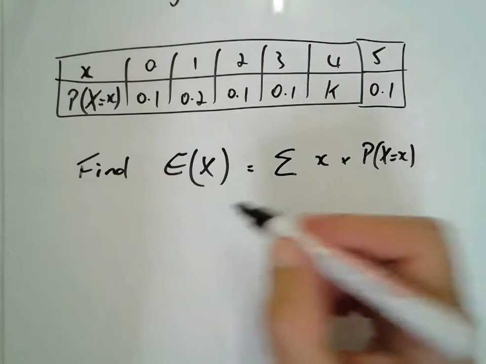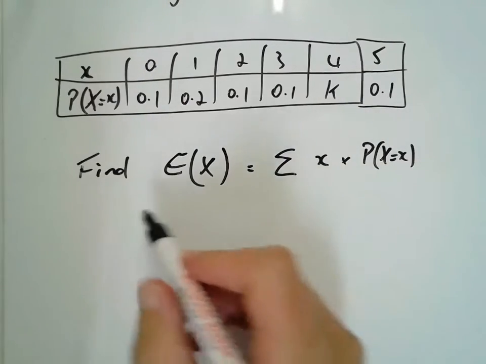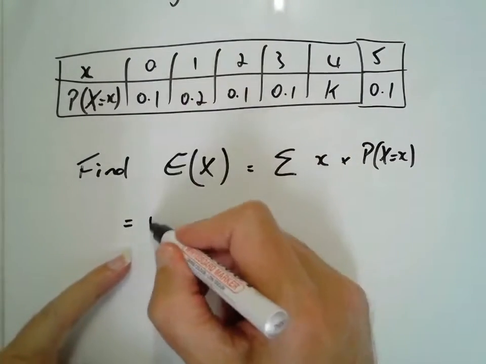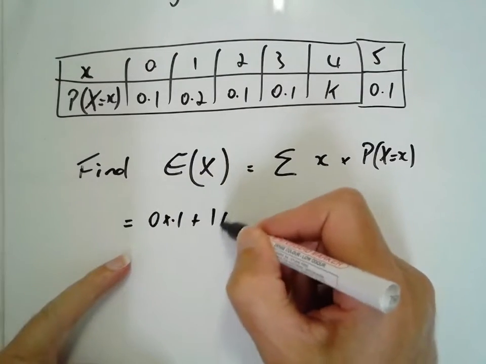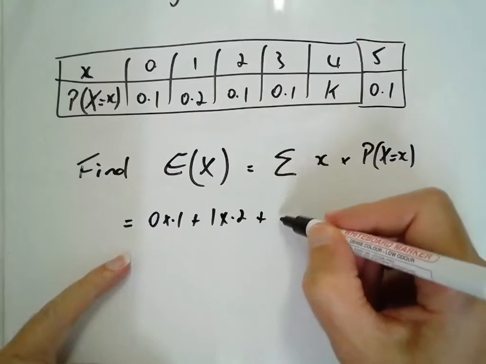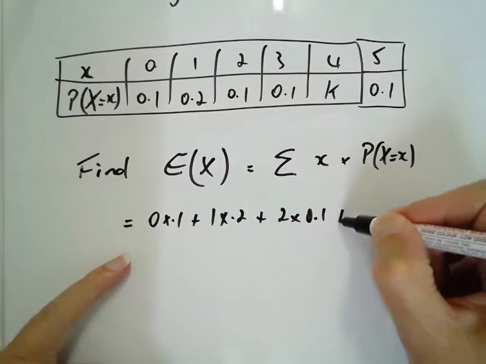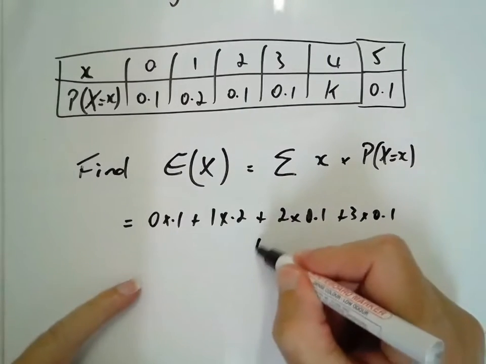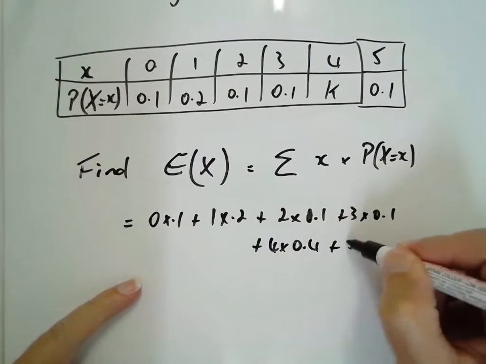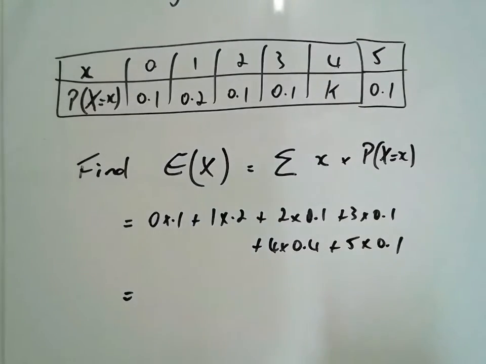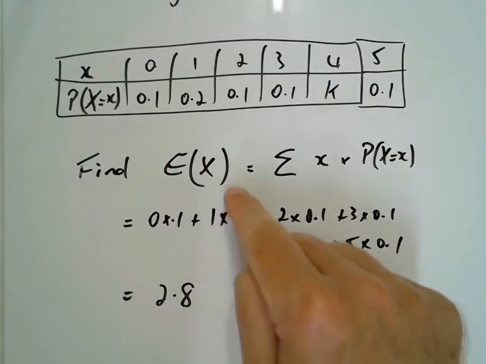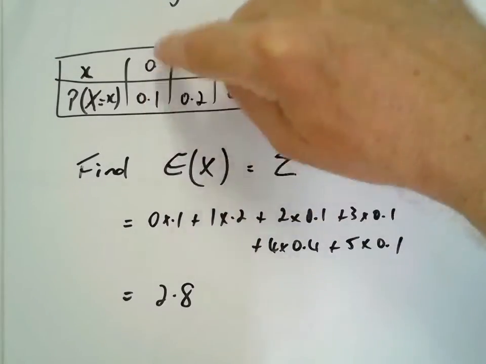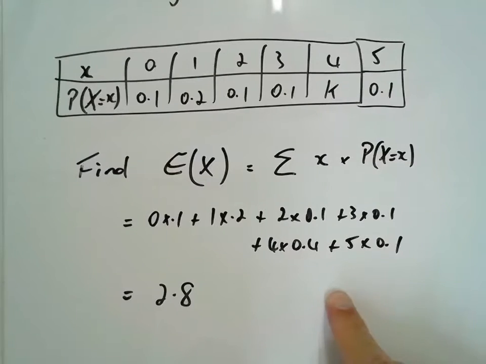So for the expected value, all we're going to do is, now I'm going to need some room, so I'm going to come over here: equals 0 times 0.1 plus 1 times 0.2 plus 2 times 0.1 plus 3 times 0.1, 4 times 0.4 plus 5 times 0.1. So write it all out, zing it in your calculator, and give me an answer. Remember the expected value, we're just multiplying our appropriate pairs and adding them up. Nice and straightforward, you just got to remember how to do it.